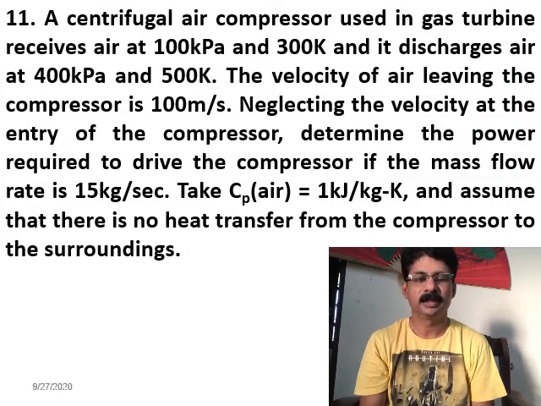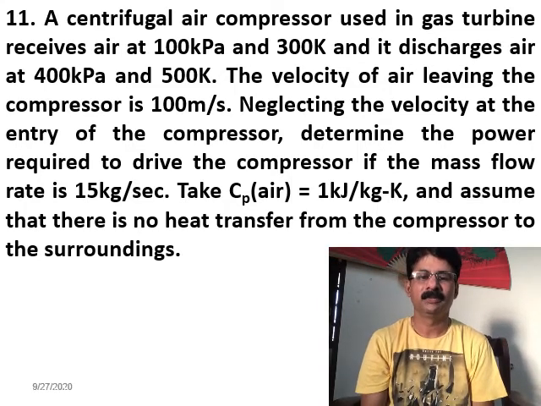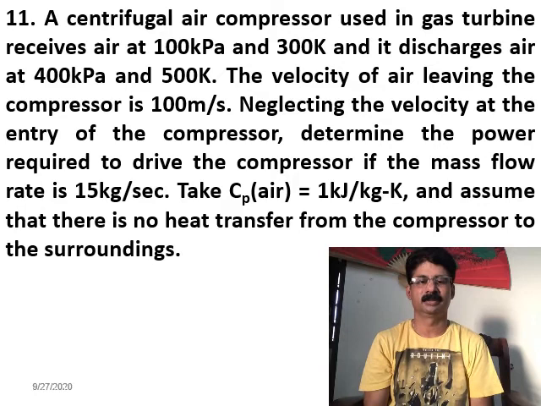A centrifugal air compressor used in a gas turbine receives air at 100 kilopascal and 300 Kelvin, and it discharges air at 400 kilopascal and 500 Kelvin. The velocity of air leaving the compressor is 100 meter per second. Neglecting the velocity at the entry of the compressor, determine the power required to drive the compressor if the mass flow rate is 15 kg per second. Take Cp of air as 1 kilojoule per kg per Kelvin and assume that there is no heat transfer from the compressor to the surroundings.